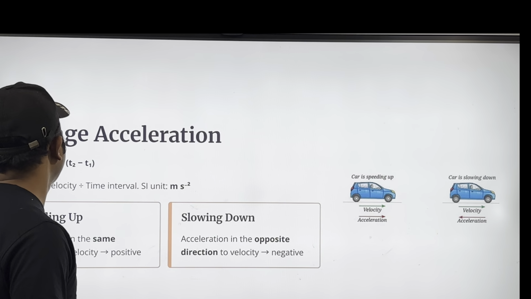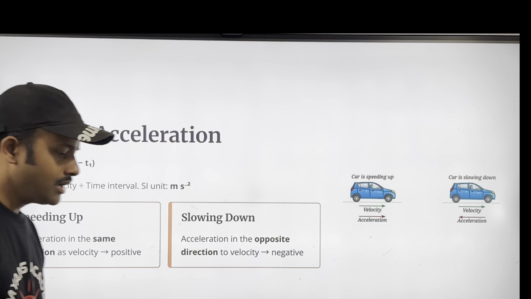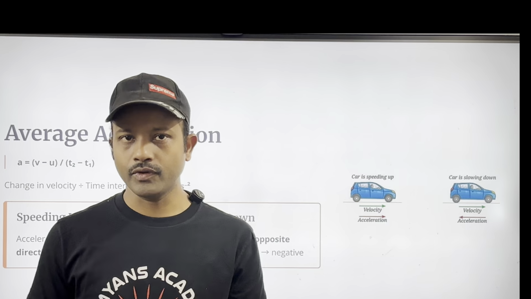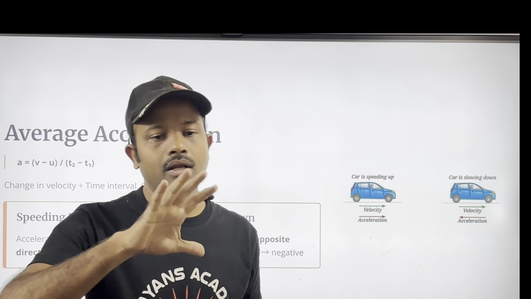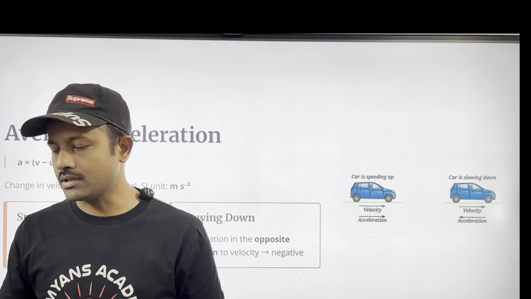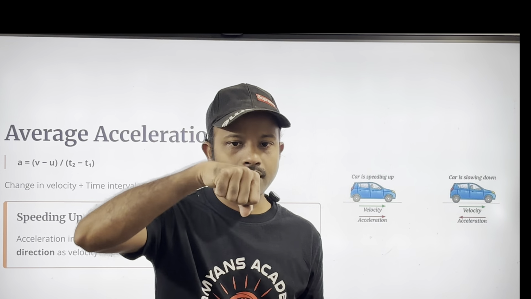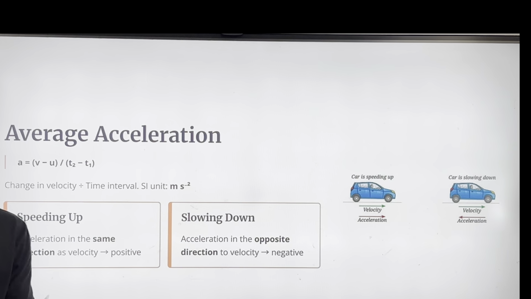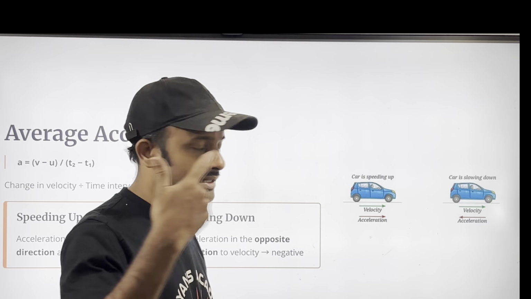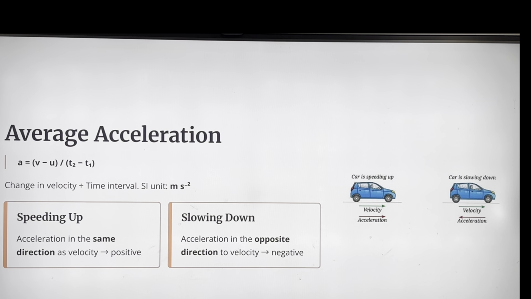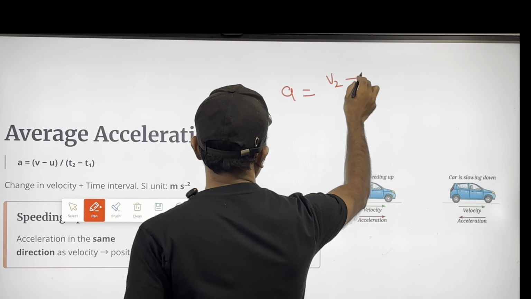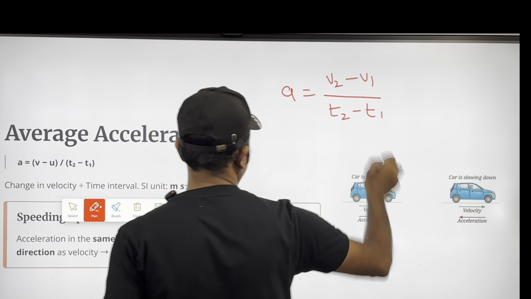Now, average acceleration. Acceleration means if your speed keeps increasing with respect to time, you are said to be accelerating your vehicle. Suppose you are driving a scooty, you have an accelerator. If you rotate that accelerator, the speed of the vehicle increases with respect to time, so it is accelerating. Acceleration equals change in velocity by time: v2 minus v1 by t2 minus t1.